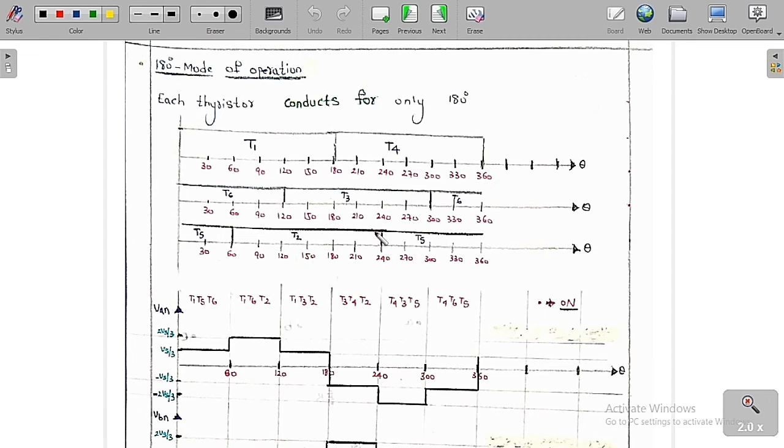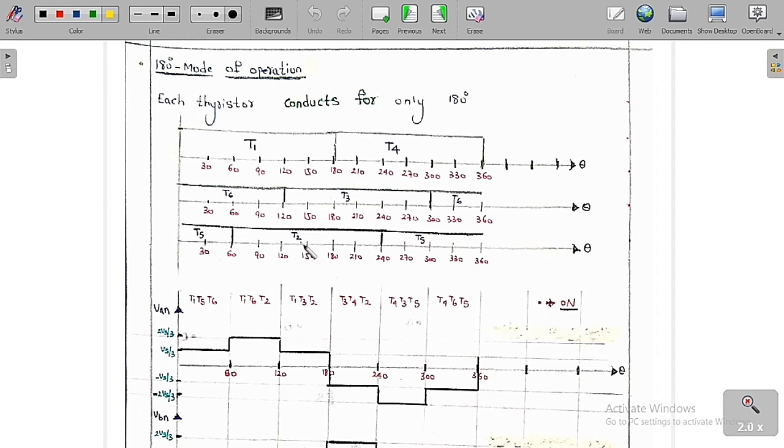And similarly in the third leg there are T5 and T2 thyristors. T5 conducts from, again shifted by 120, from 240. From 240, a 180-degree range is conducted by T5, and then the remaining range is conducted by T2.